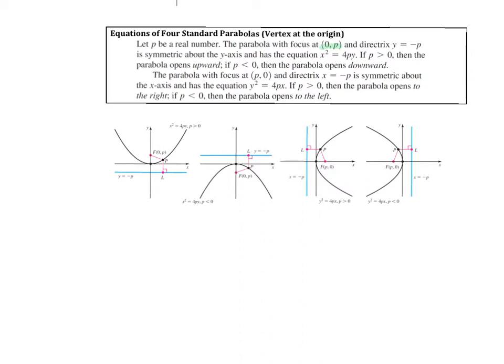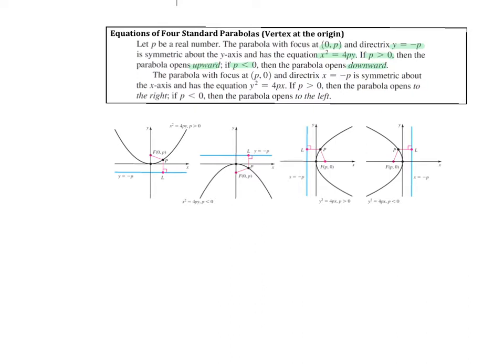Well, the directrix is going to be y equal to negative p. So the directrix is going to be a horizontal line. It's going to be symmetric about the y-axis. The equation is going to look like this: x squared equal to 4py. And now if p is positive, then it opens upward. If p is negative, it opens downward.